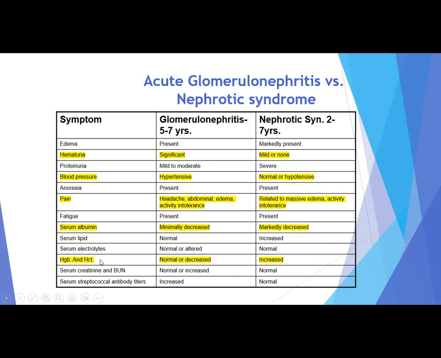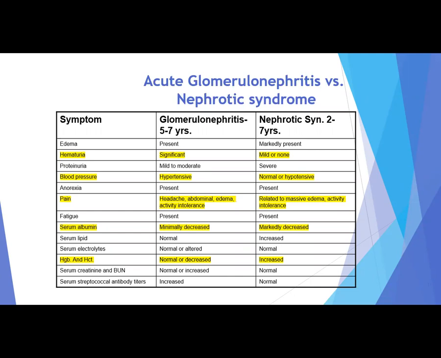If you're looking at these questions, whether it's on this exam or in the future, NCLEX, et cetera, these are the things that are going to be the most different. So they're going to help you differentiate, is it AGN or is it nephrotic syndrome? Okay, so with that hematuria, it's significant in that AGN, and we don't typically see that in nephrotic syndrome, or if we do, it's very mild.